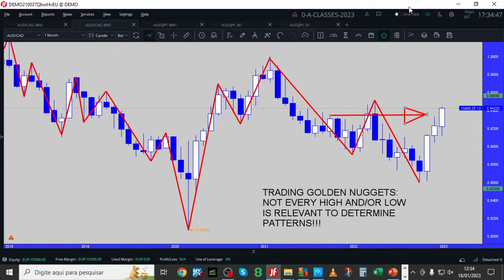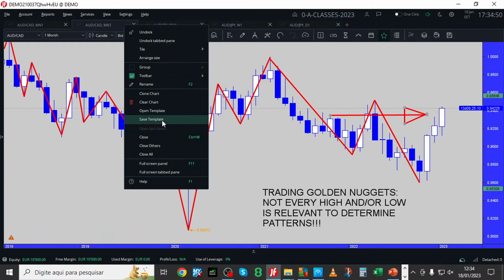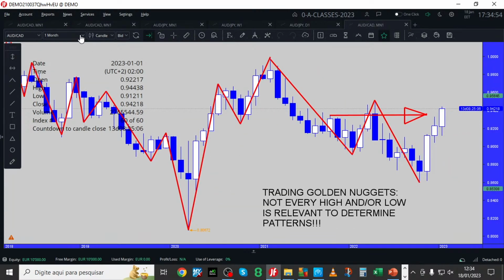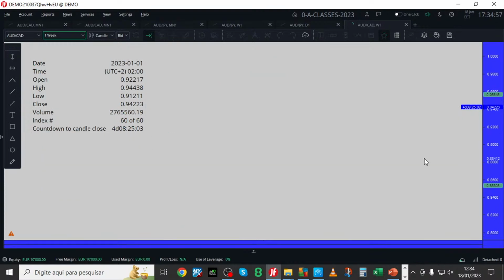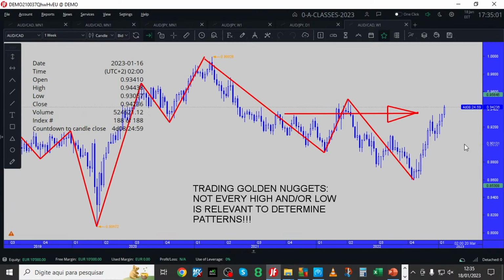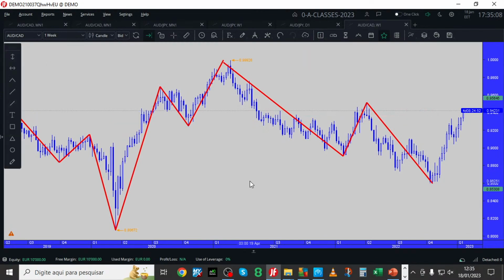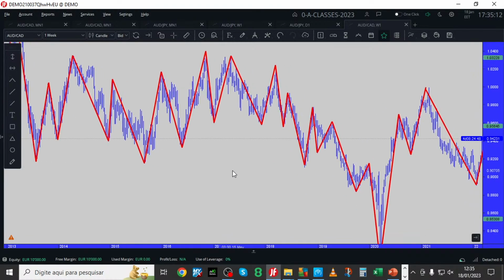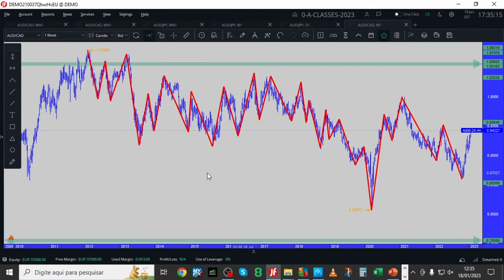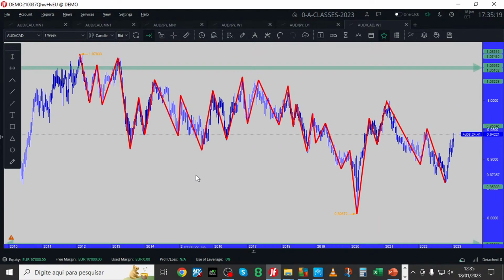Okay, now if I clone AUD CAD, everybody, and I go on the weekly chart, is this the correct trend? Type in the chat, yes or no. I just charted the monthly trend. Now I'm on the weekly chart. Is this the correct trend, everybody? What is the correct answer? Type in the chat, everybody. Is this the correct trend?